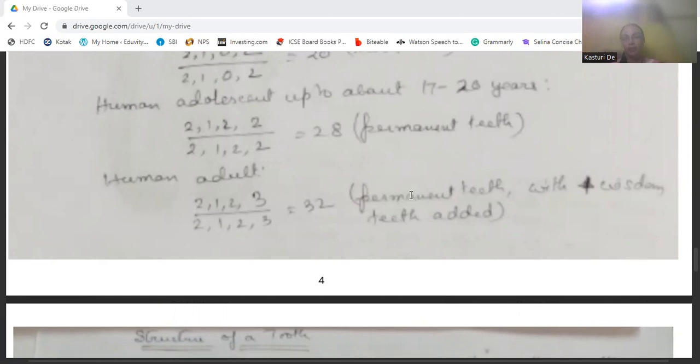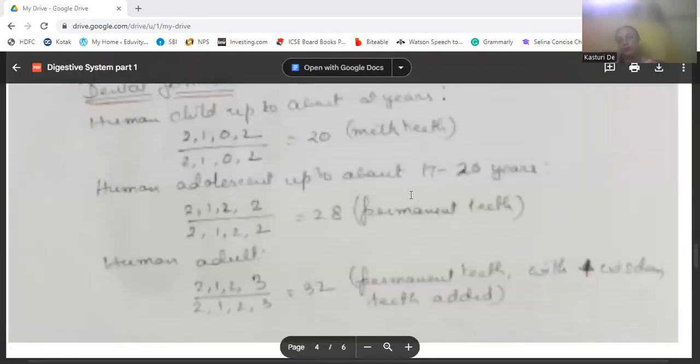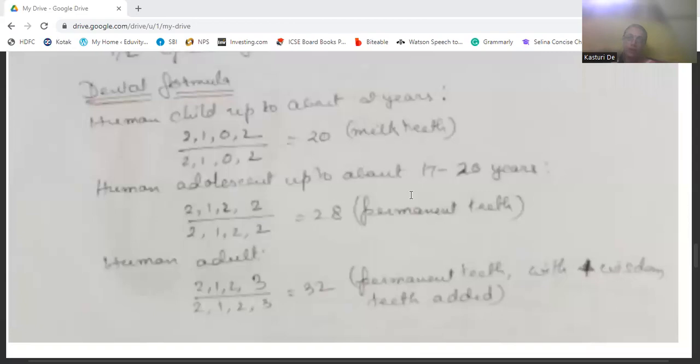So let us stop here. We'll continue with the rest of the portion; we will start with the tooth.